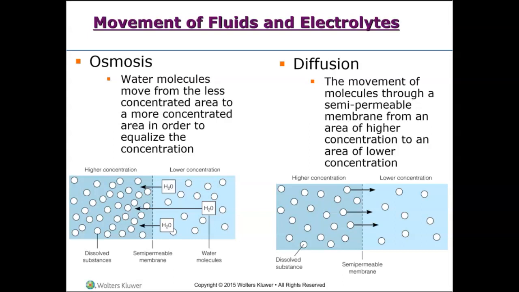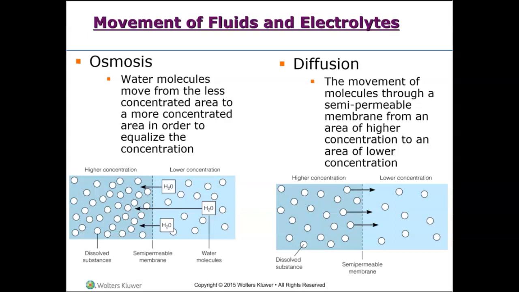Remember that in the body, water is the solvent, and solutes include electrolytes, oxygen, carbon dioxide, let's see what else, glucose, protein, amino acids. Osmosis is the process of the solvent or water molecules moving across the membrane from the less concentrated area to one of a more concentrated area in an attempt to equalize out that concentration.